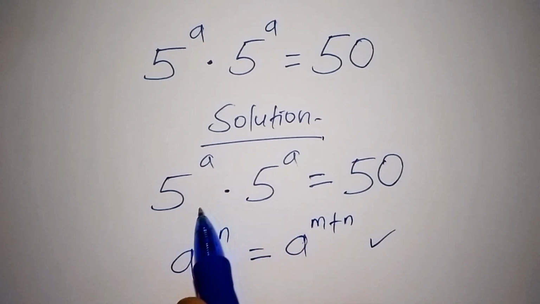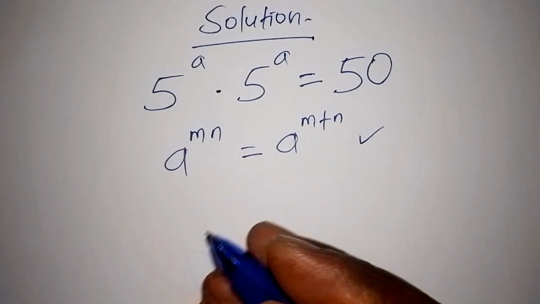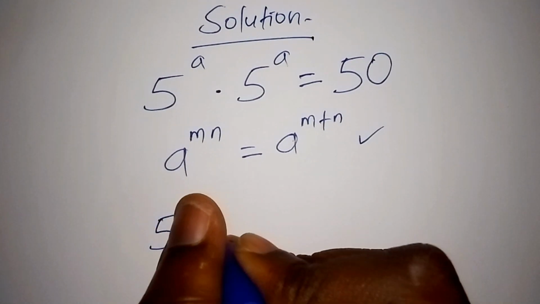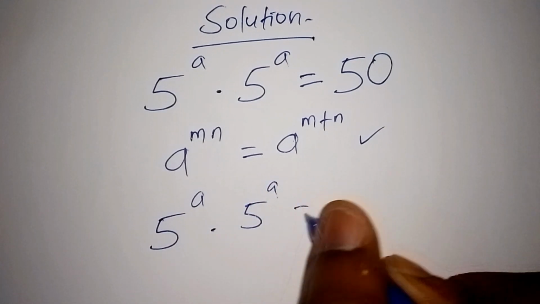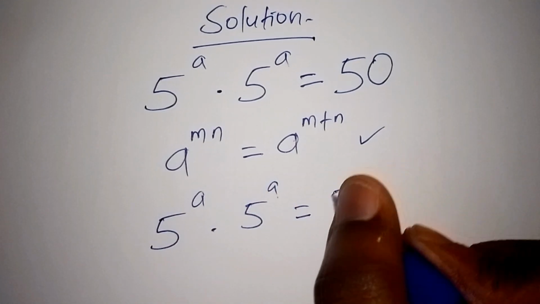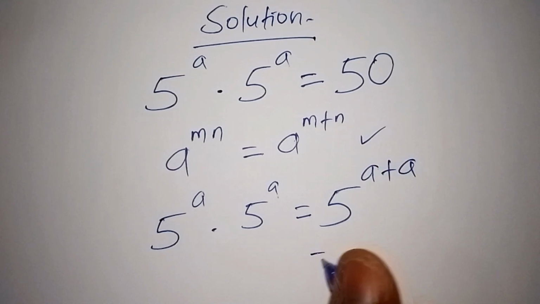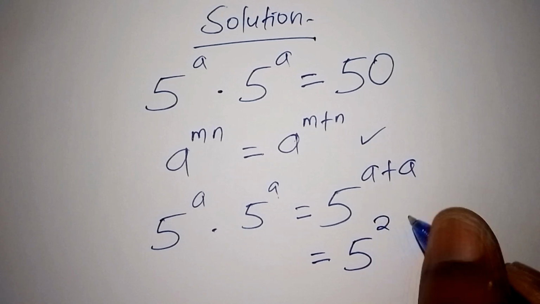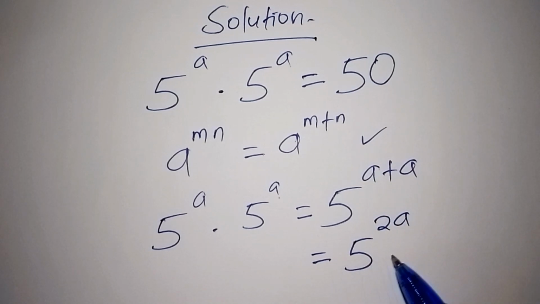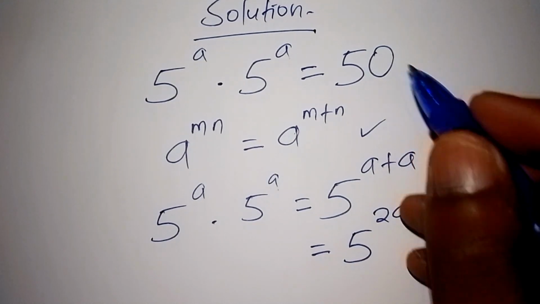So 5 to the power of a multiplied by 5 to the power of a, we shall now rewrite it by saying that this now shall be 5 to the power of a plus a. So our result in this case shall be 5 to the power of a plus a, which is 2a. So now we shall have 5 to the power of 2a is equal to 50.